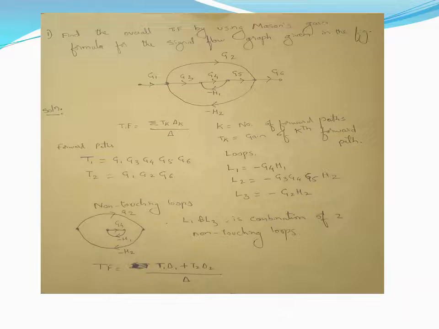So we know T1, we know T2, and delta. In the previous video we have seen the delta formula, which is given as 1 minus summation of all the single loops plus summation of 2 non-touching loops minus summation of 3 non-touching loops, and so on.